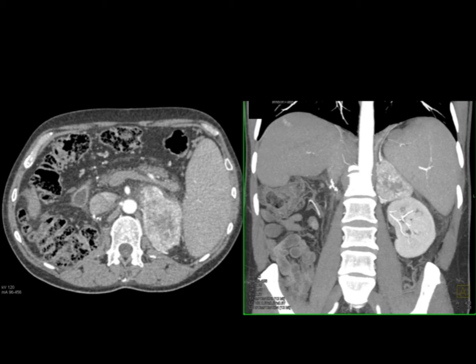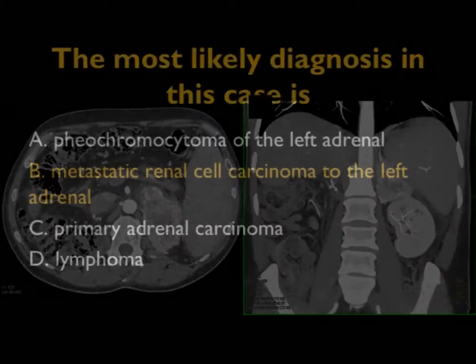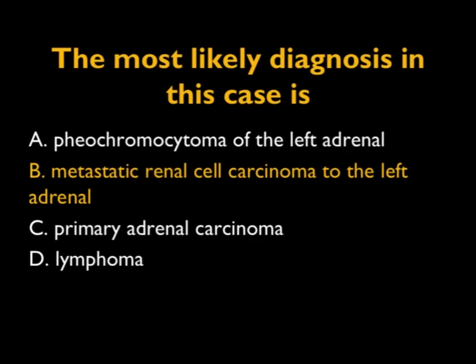If I only saw the adrenal vascular mass, I could think about a pheochromocytoma. That's a possibility. But with the absent right kidney, let's go with the most likely diagnosis, and this indeed was metastatic clear cell renal cell carcinoma to the left adrenal gland.